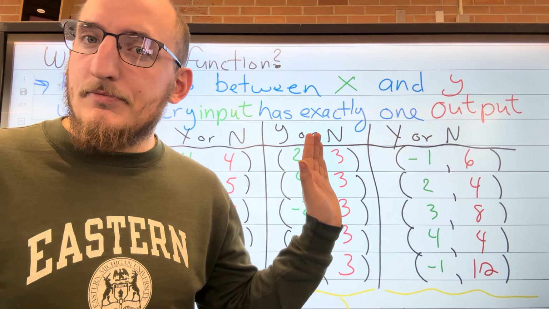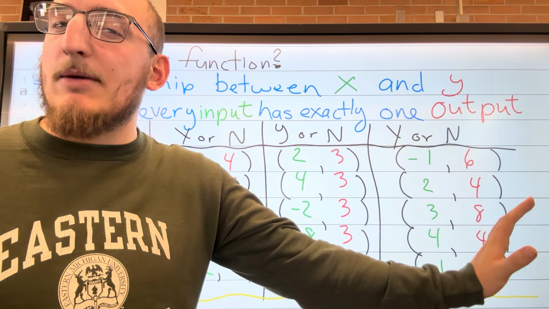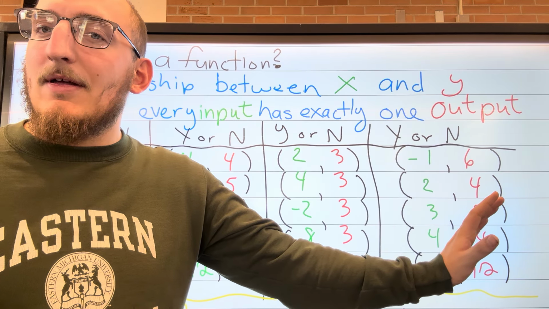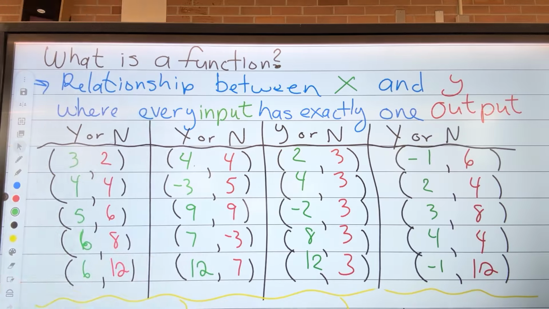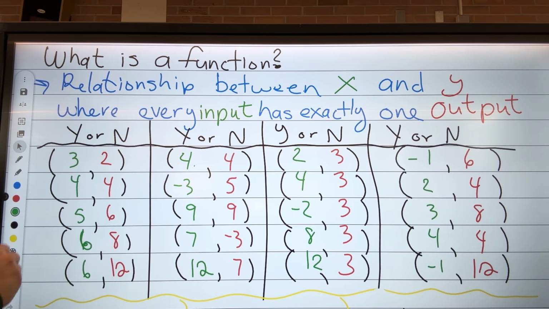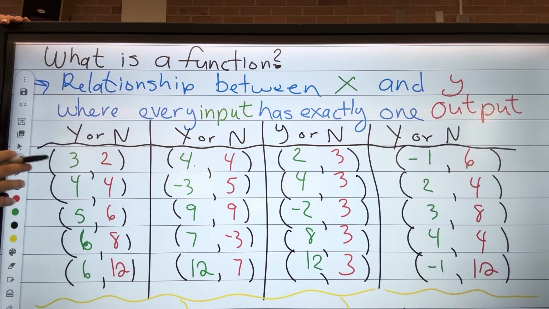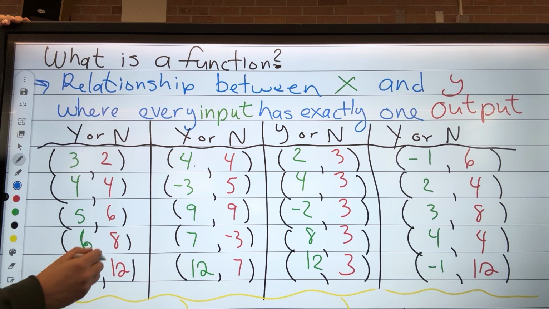So the input has to give you something unique in the output. So let's look at this. Ready? For number one, I'm going to look at all my inputs. My inputs are in green. I made that easy so you could see. My input is my x. So when I look at all my x's, do all my x's go to exactly one y? Well, 3 goes to 2, good. 4 goes to 4, 5 goes to 6, 6 goes to 8, but 6 also goes to 12. We cannot have the same input get you two outputs. So this is not a function because of the 6's.